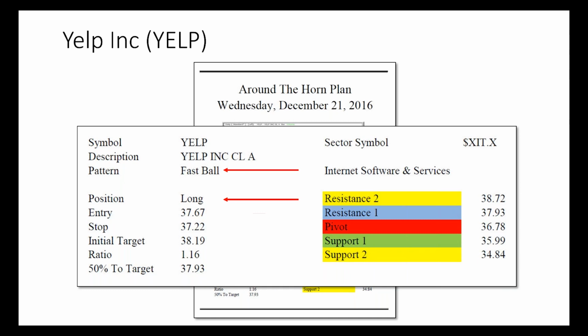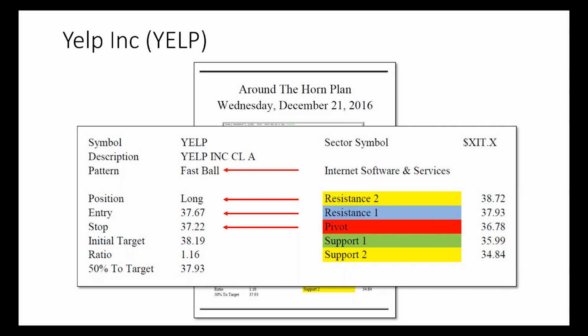This was a long position, right? It's 37.67 on the entry, so in the case of a long, we're going 10 cents above the high of that bar that made the expansion move to the upside. My stop is 37.22, right? You're going to find that.